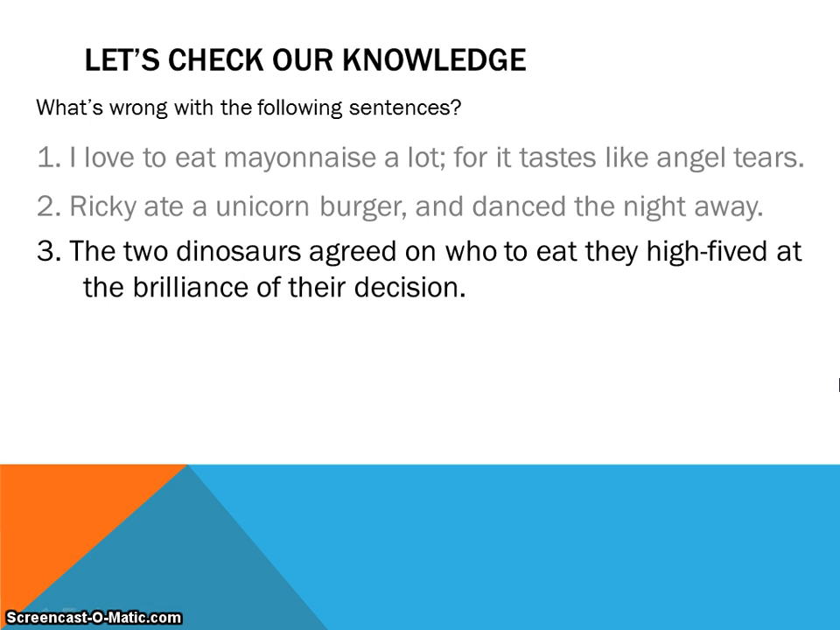What about number 3? The two dinosaurs agreed on who to eat. They high-fived at the brilliance of their decision. These are two simple sentences. The two dinosaurs agreed on who to eat. They high-fived at the brilliance of their decision, but there's no separation between them. Comma, and they high-fived, or what we just learned, you could put a semicolon there.